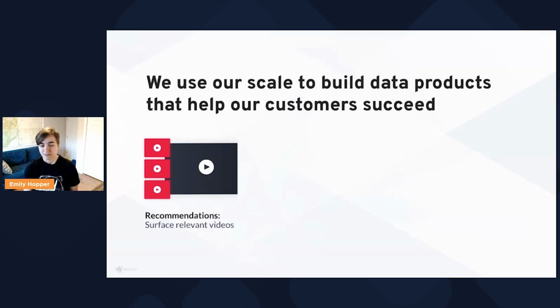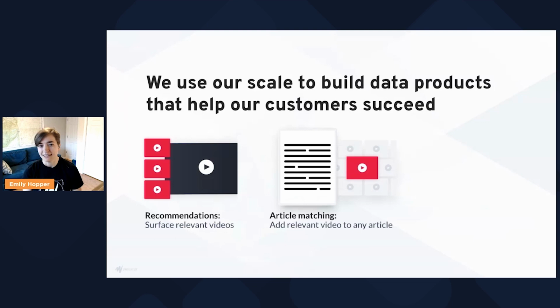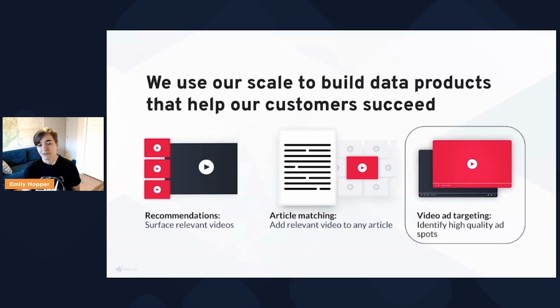So to give you a few examples, we have a recommendations engine that surfaces interesting and relevant videos to the end viewers to keep them watching. We have an article matching product that helps our customers identify the content in their media libraries that matches the articles that they've written based on the metadata of a given page. And we have a video ad targeting product, which is what I'll be focusing on today. What this does is it tries to identify really high quality ad spots and connect those with advertisers who are prepared to pay more money for them.